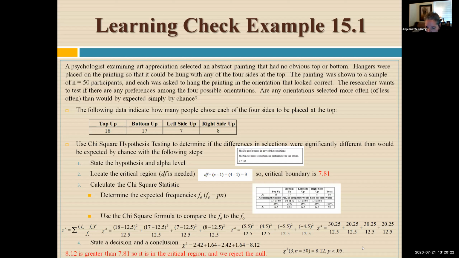And this is my statistical evidence: chi-square, comma, degrees of freedom of 3, comma, n equals 50, close parenthesis, equals 8.12, comma, p is less than 0.05. Does that make sense? And then let me take that evidence and write it out in a sample paragraph for you, okay?